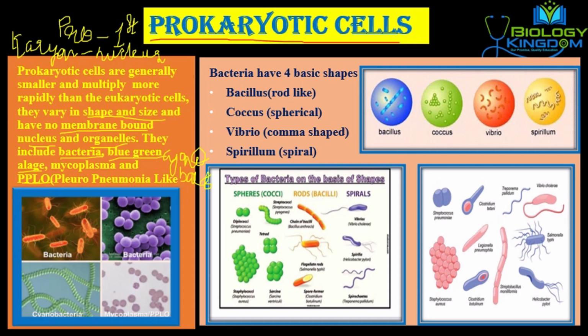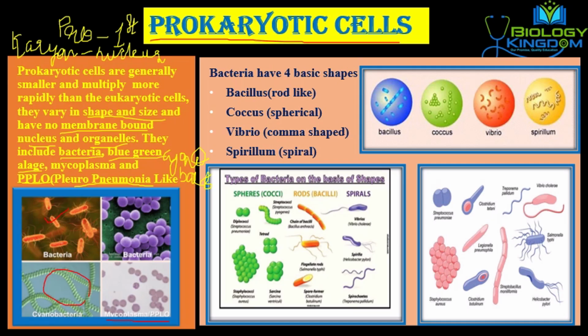Next is the PPLO, that is pleuropneumonia-like organisms. This is the structure of bacteria. This is the cyanobacteria, the blue-green algae I have just mentioned. Next is mycoplasma, which are very small, minute-sized organisms. Now let's discuss bacteria.